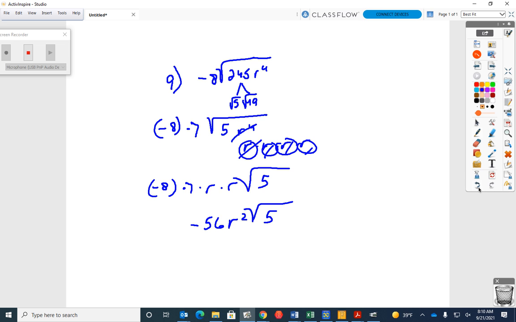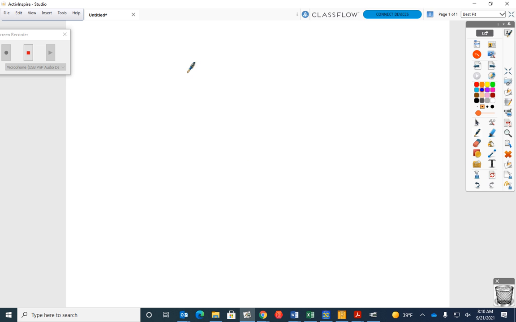Okay, let's continue. Let's look at number 11. I have 4 and then radical 200 x to the 2nd. That 4 is just going to stay out there, right? Let's deal with the 200. Give me some factors of 200. Now I would do 2 and 100. You can keep going here if you want to.